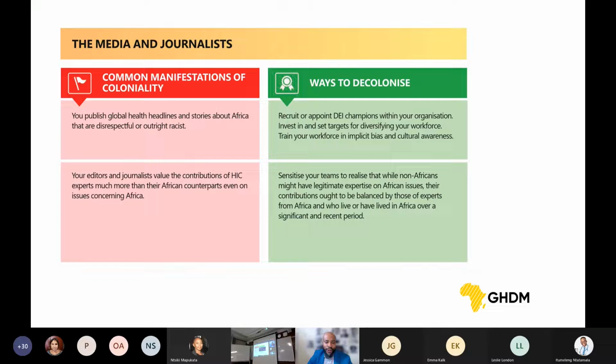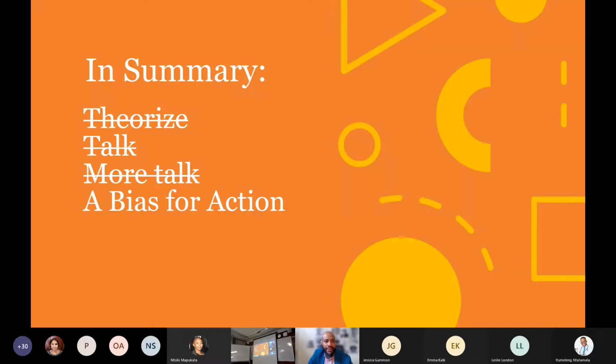The media doesn't help. Going back to my second slide of that cartoon, they are depictions of us, and so we feel that they're also contributing to the challenges that we're facing. And so they need to be more aware and to sensitize their teams that even though non-Africans might have expertise about African issues, there needs to be a balance with people who actually are Africans and actually live in Africa, right? So that there's some balance in the views, even if it's targeted at their own audiences.